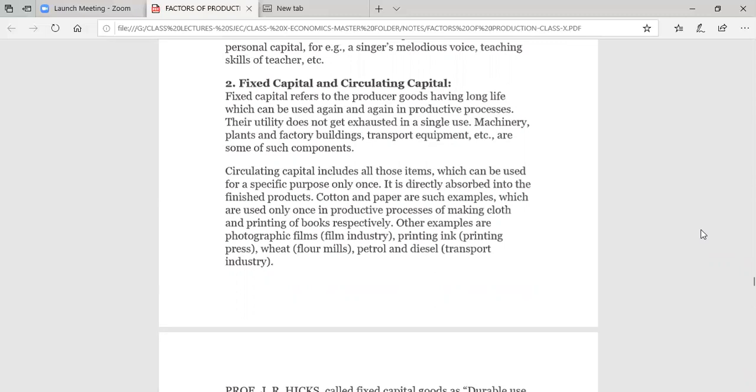Circulating capital: that capital which can be used for a specific purpose only once. It is directly absorbed into the finished product. Suppose cotton and paper are such examples, which are used only once in the productive process of making clothes and printing of goods. After that, it cannot be used. That is why it is called circulating capital. It is not fixed.